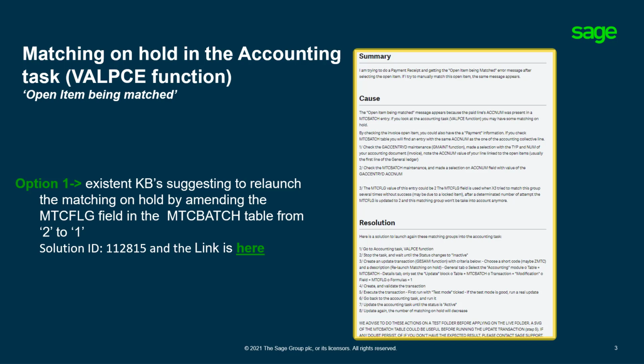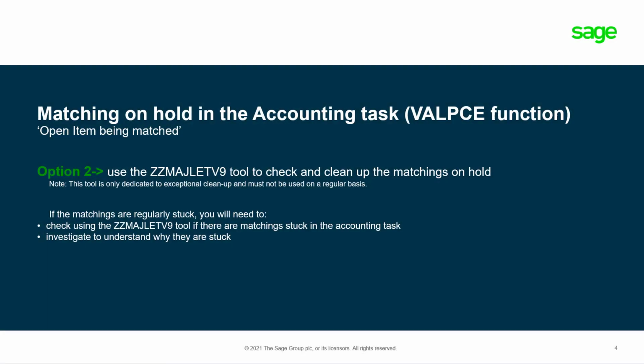Most of the time, the suggestion works. However, if you are still facing this error, the best approach is to analyze the transactions stuck in the accounting task. You can obviously run a SQL query to extract all transactions from the MTC batch table and, based on the ACNAM reference, identify the records in the GEC table, ACNAM being the link between the two tables. This is one way to analyze data.